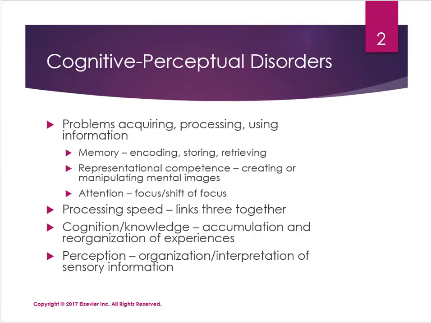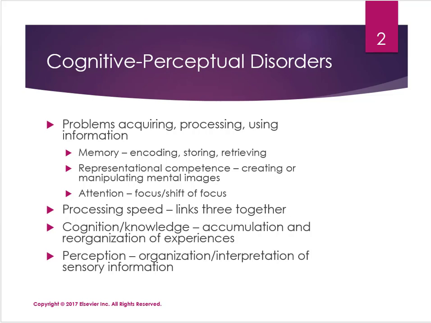We know that when there's problems acquiring or processing or using this information, that there can be issues for the child. There are three things that make up the cognitive perceptual components, and that includes memory, which is encoding and storing and retrieving; representational competence, which is creating or manipulating mental images; and then attention, which is your focus or your shift of focus. And then what pulls all three of those together is the processing speed of that information.